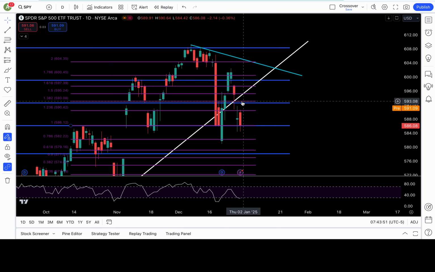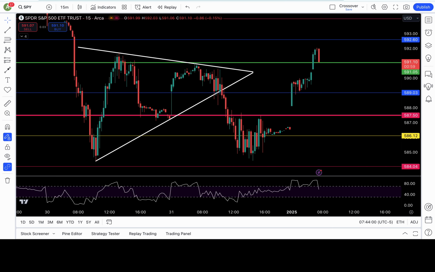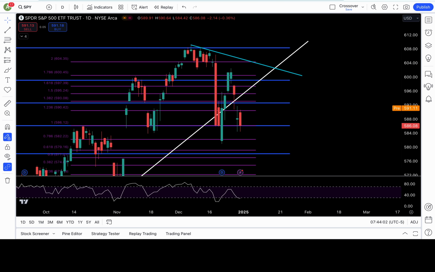591, 591.7, 592.6, and 595. Yes, we have a cluster of levels. But if you know how to use those levels, like I mentioned on the 15-minute chart, you're going to love them. Anyways, now that's the bull case scenario.